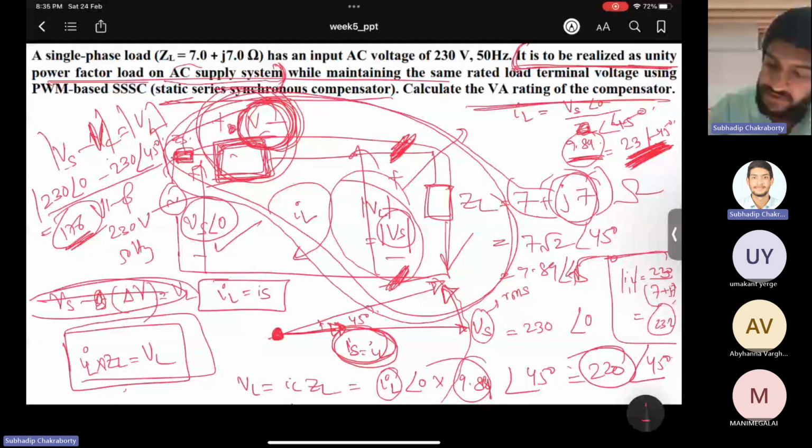4083 or 4085, something like this. Volt ampere. Yes. So this is the answer.